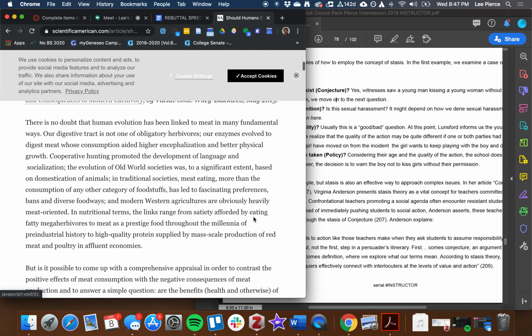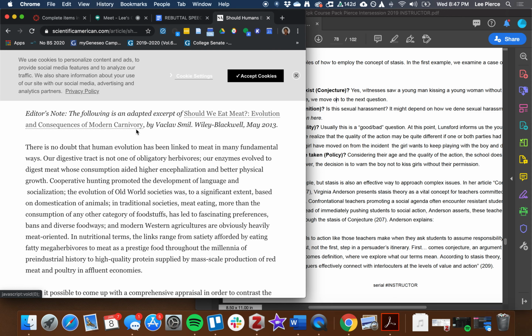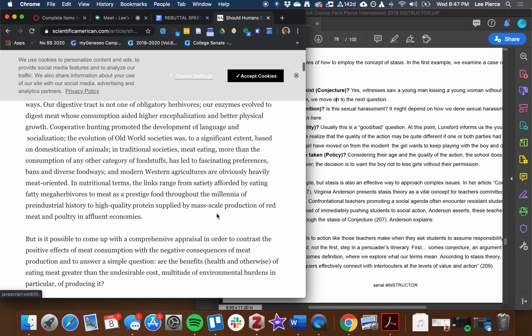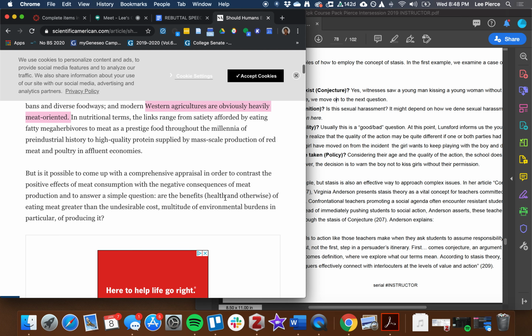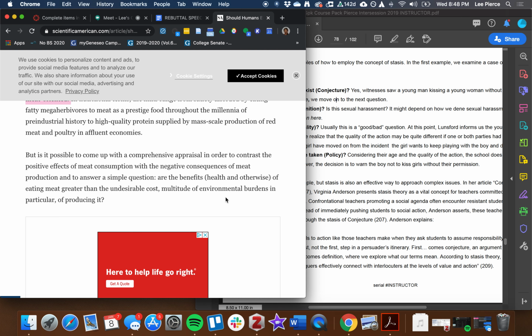Okay. So, evolution and consequences of modern carnivory. Modern Western agricultures are heavily meat oriented. That's not a claim of fact. That's just a fact, right? It's a fact that our Western agriculture predominantly focuses on the production of meat. Western countries are the highest consumers of meat, as opposed to someplace like Bangladesh, which is primarily vegetarian, all right? So we're looking for a claim of fact, something the article is claiming is true or causes something else.